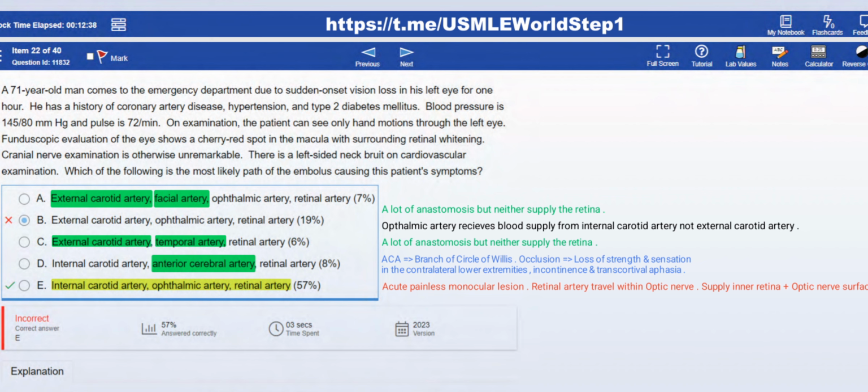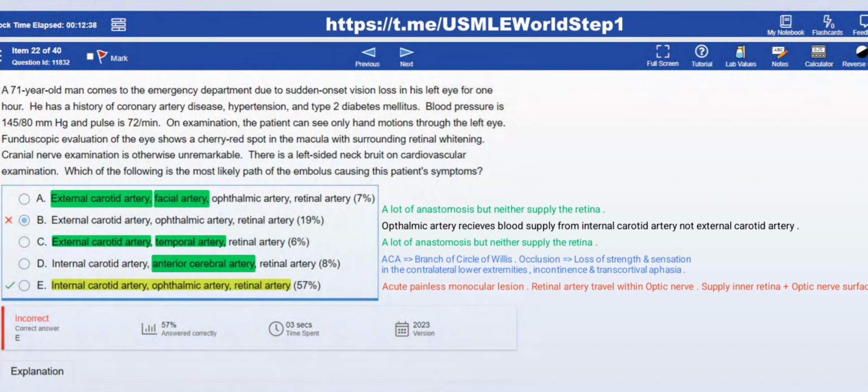Okay, why not option A, external carotid artery, facial artery, right? A lot of anastomosis, but neither supplies the retina. These things are not supplying the retina, talking about external carotid artery and facial artery. Why not option B, external carotid artery, ophthalmic artery, retinal artery? Ophthalmic artery receives blood supply from internal carotid artery, not external carotid artery. This is clear. Okay, why not option C, external carotid artery, temporal artery? A lot of anastomosis, but neither supplies the retina. Again, external carotid artery and temporal artery neither supply the retina.